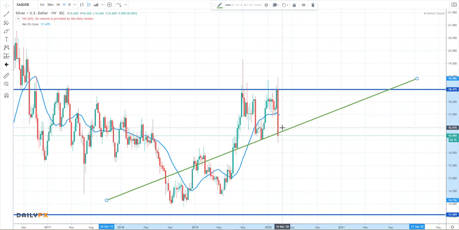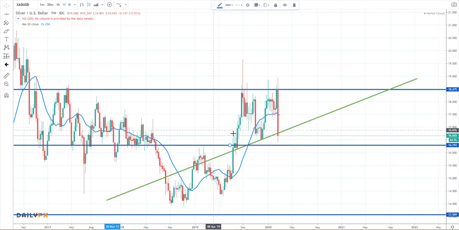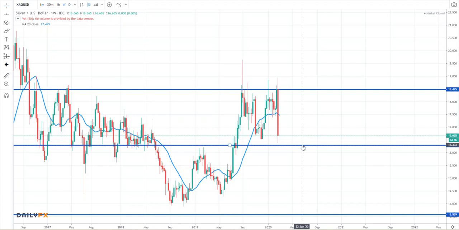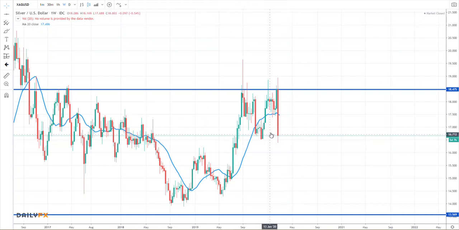What would need to happen if we're going to see more bullish action from silver? We need to see price not close below the 16.50 mark. But the more likely scenario is that silver is range trading. So what do we mean by that? So let's go ahead and take this middle line out.